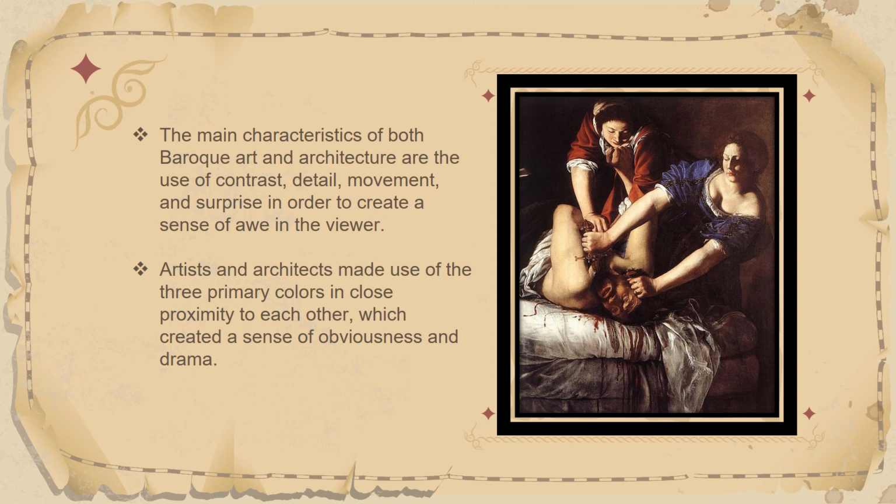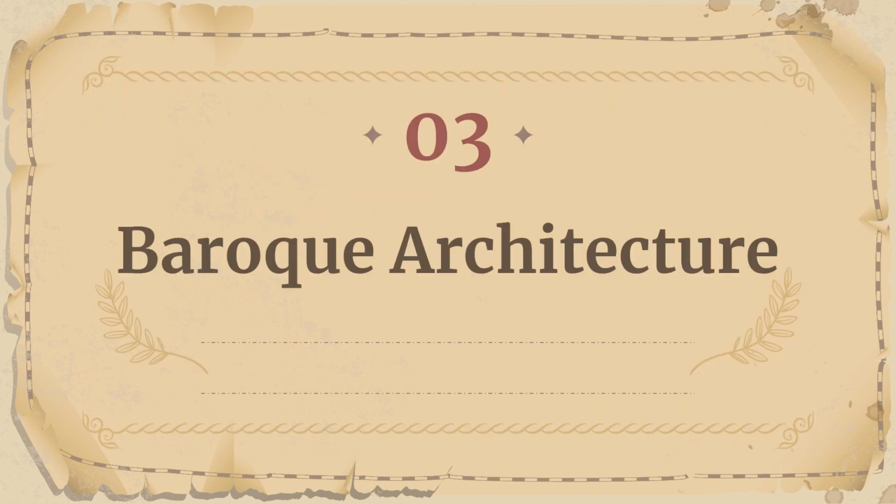Artists and architects favored warm colors contrasted against ornate accents of gold. They made use of the three primary colors in close proximity to each other, which created a sense of obviousness and drama. Next, I will introduce you to Baroque architecture.